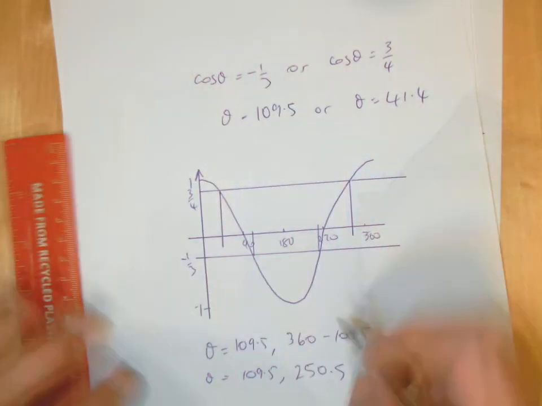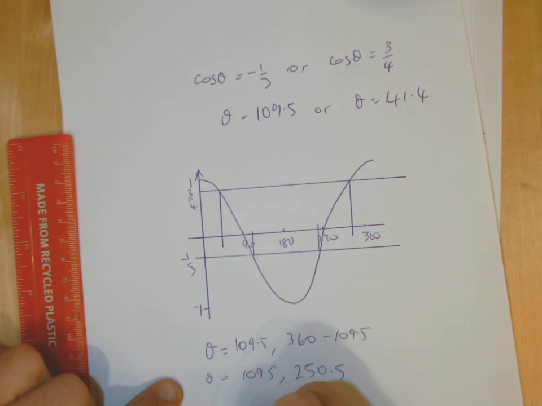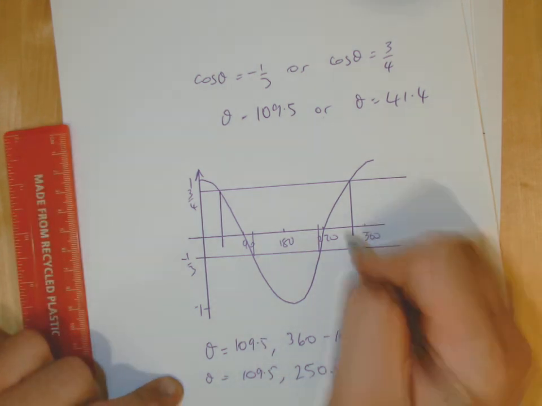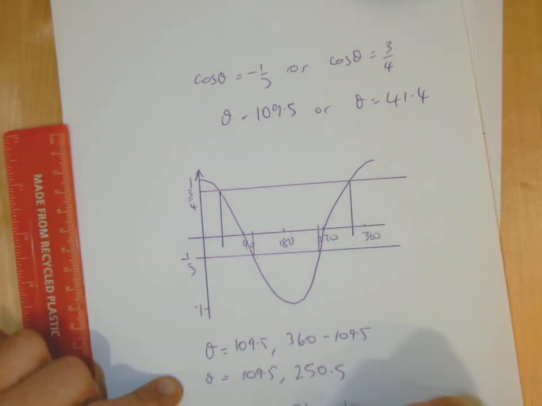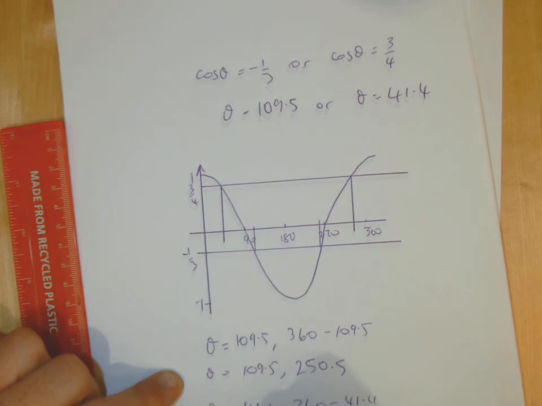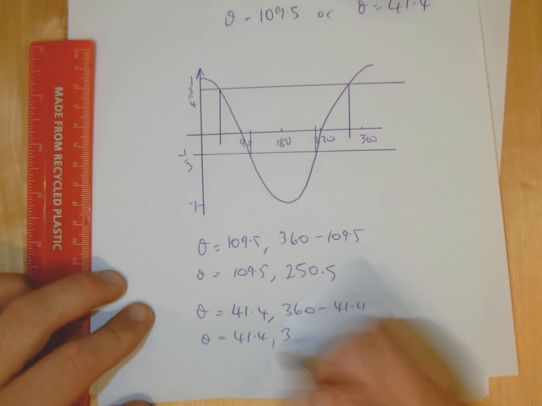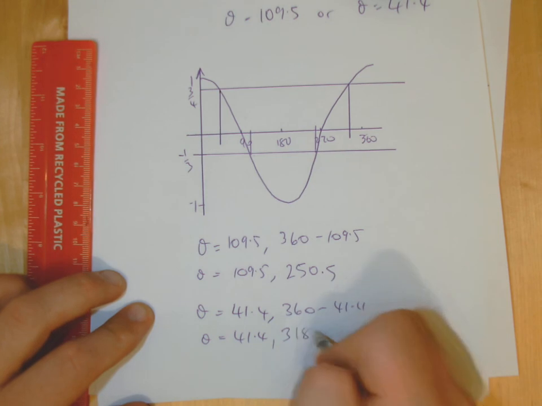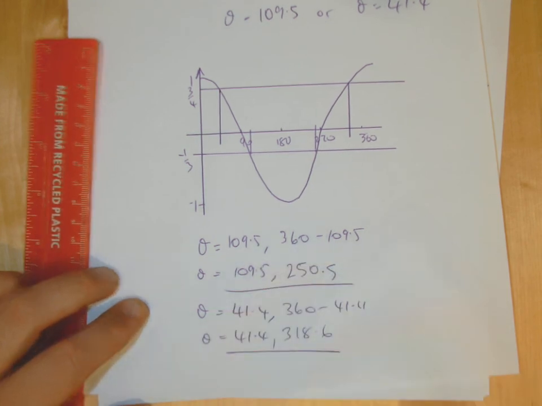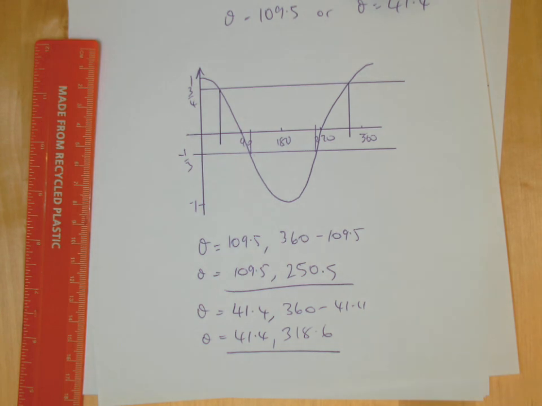Again with the cos, so theta is 41.4, and the other one will be 360 minus it. So this is 318.6. Use your calculator, of course. We've got those two answers, two sets of answers there, and you're done.